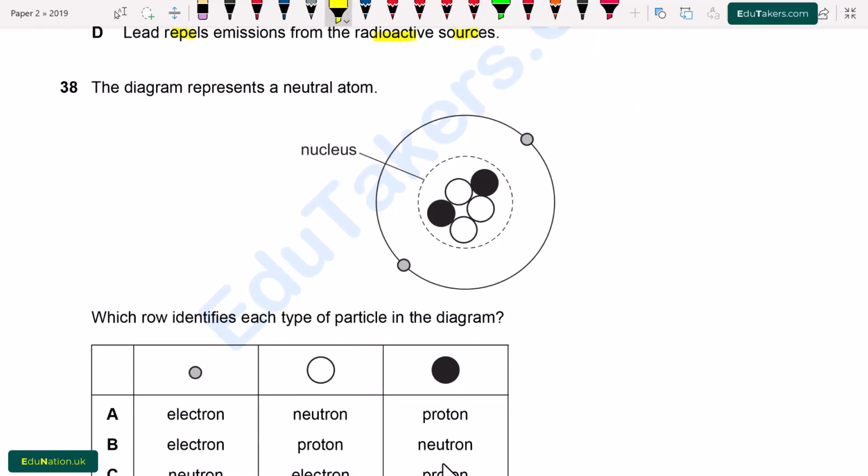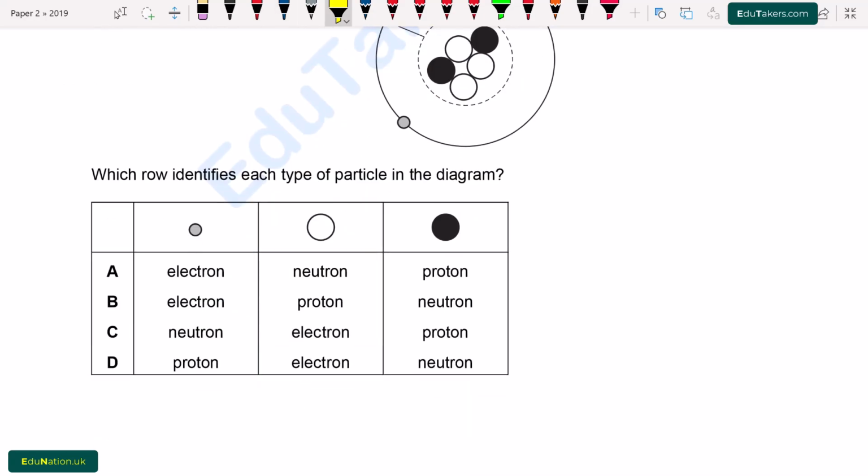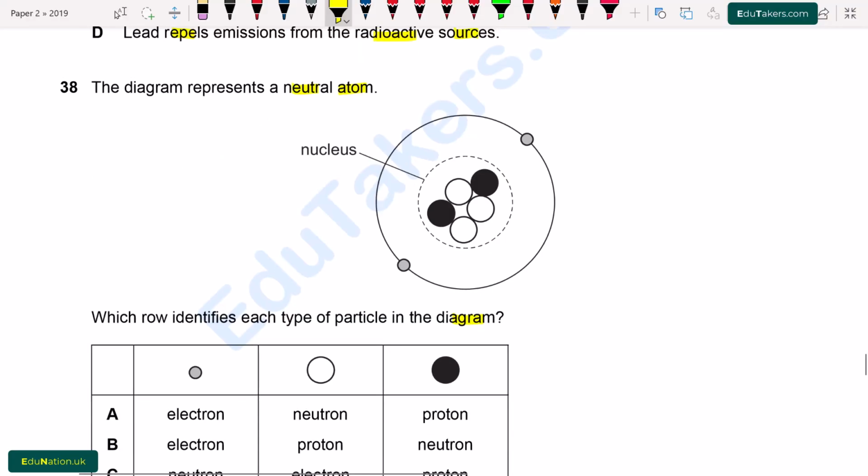Question number 38. The diagram represents a neutral atom. Here is a neutral atom. Which row identifies each type of particle in the diagram? So first of all, we know that in the neutral atom, the number of protons is equal to number of electrons. Electrons revolve in the shell. There are two electrons, that is one here and the other is here. It means that the number of protons should be 2. So the number of protons is represented by the black circle, while the neutrons are represented by the blank circle.